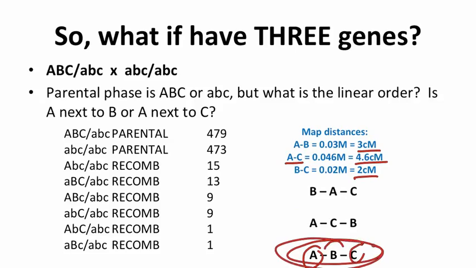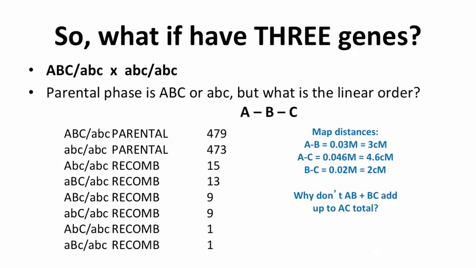So this would be the correct order, right? Because here we have distance from A to B is about 3, distance from B to C is about 2. The total of the two is close to 5. It would round up to 5. So now you may be wondering, why don't AB plus BC, why don't those two distances add up exactly? Why doesn't it add up exactly to 4.6?